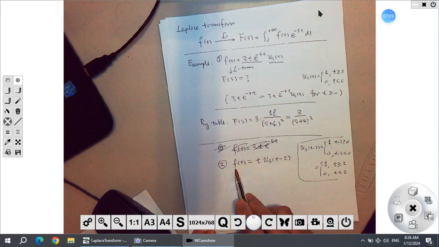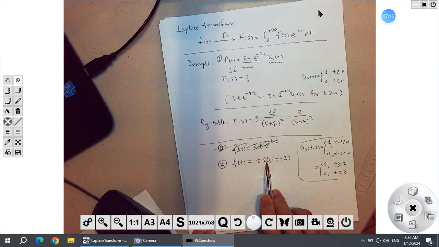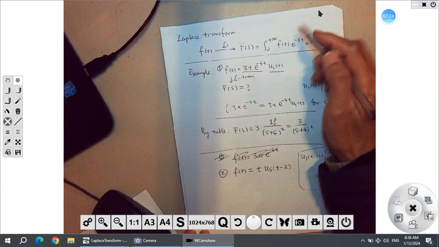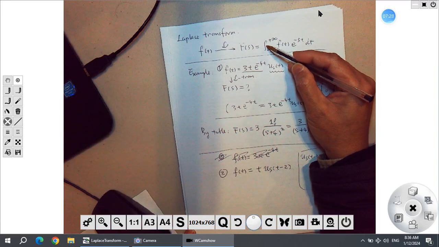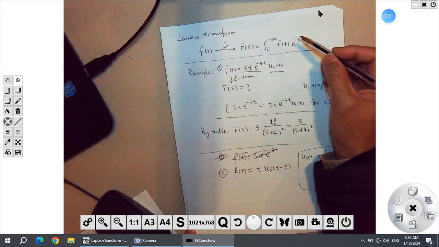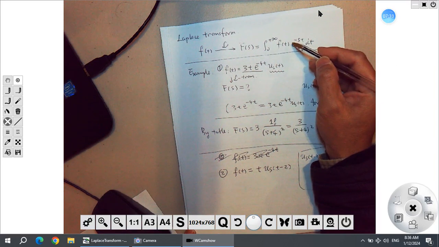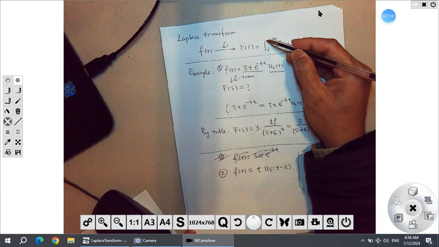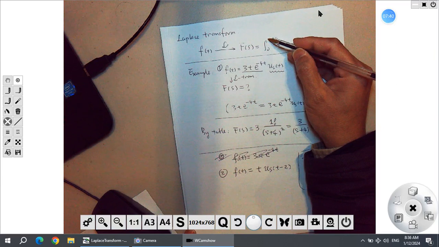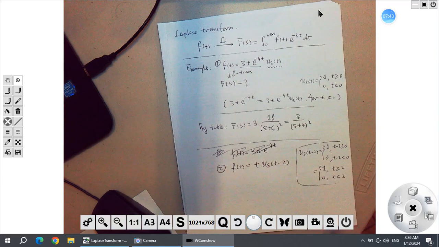So for this function, for t less than 2, it is 0. So when you calculate the Laplace transform, we have an integral from 0 to infinity. Now from 0 to 2 and from 2 to infinity, they are different. From 0 to 2, this function is just 0. And from 2 to infinity, it has some non-zero values. So you should know things are different.